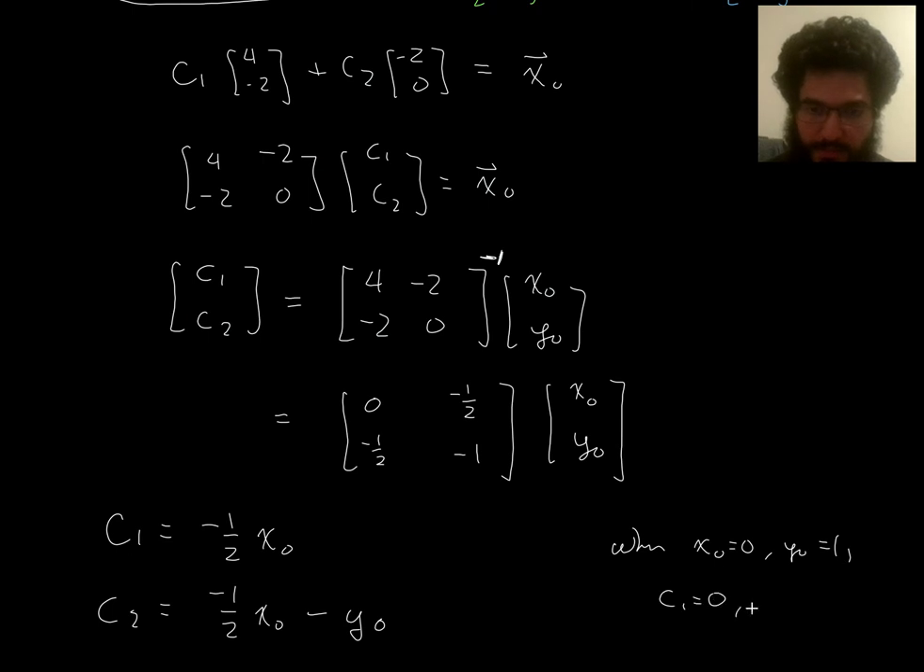C1 equals 0. Wait a second. Mistake here. C1 is negative 1/2 y naught. The negative 1/2 is here, not here. That's my bad. So C1 should end up being negative 1/2 times 1, and then C2 would be negative 1.